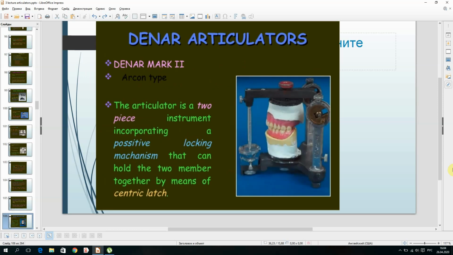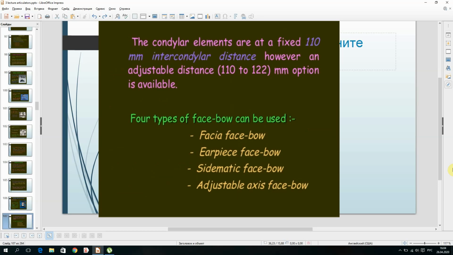Denar articulators, arcon type. The articulator is a 2-piece instrument incorporating a positive locking mechanism that can hold the two members together by means of a centric latch. The condylar elements are at a fixed 110 mm intercondylar distance. However, an adjustable distance 110 to 122 mm option is available.